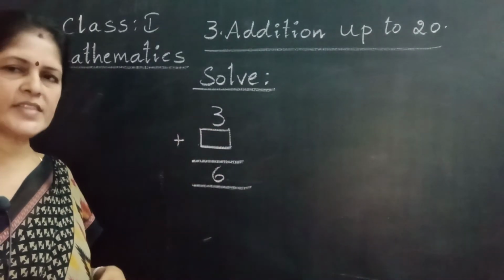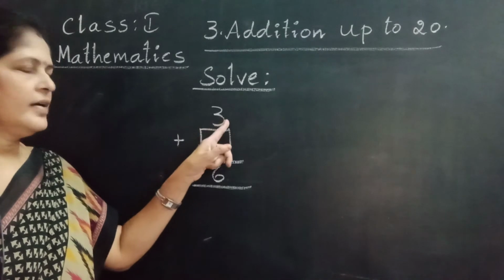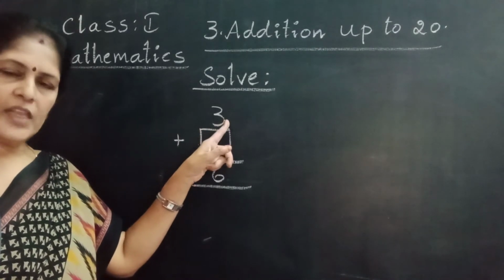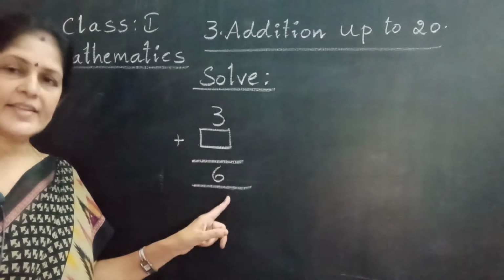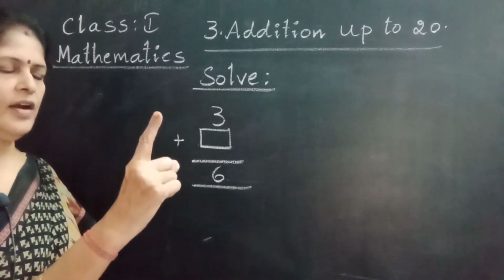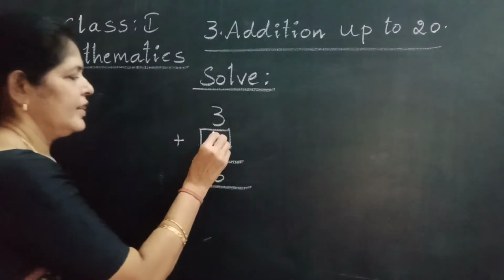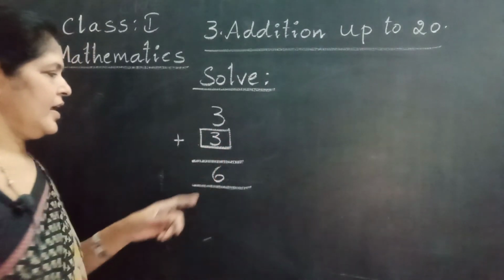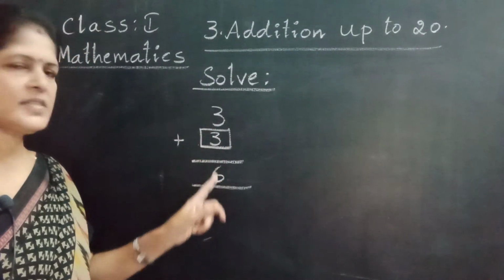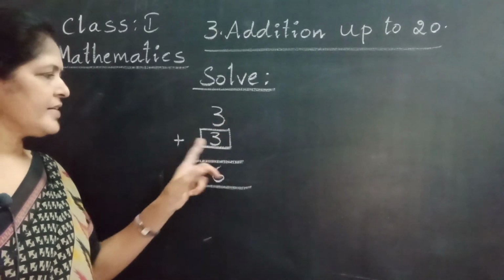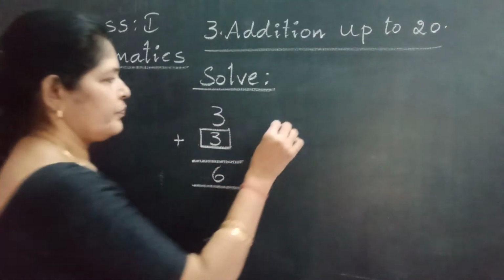How do you find out the second number? Come on. Count up 3 after till we get 6. 3 after: 4, 5, 6. How many fingers? 3. That means the second number is 3. The addition is 3 plus 3, 6. Another one.